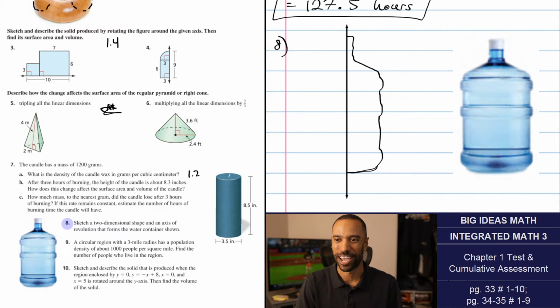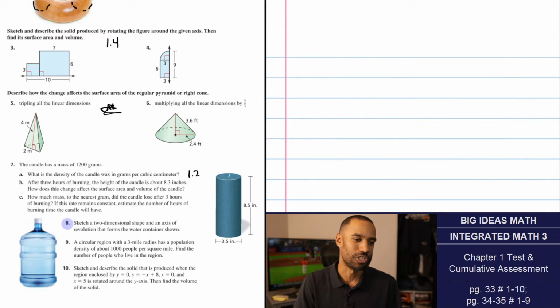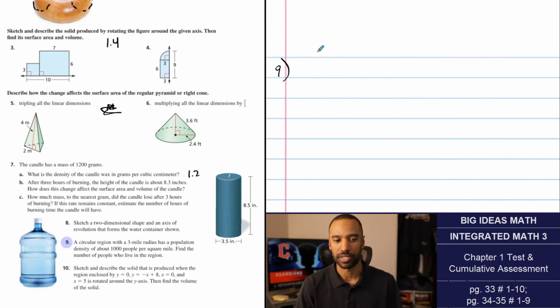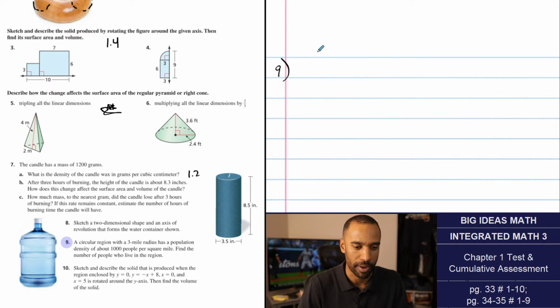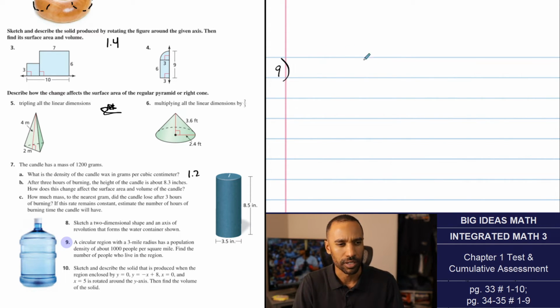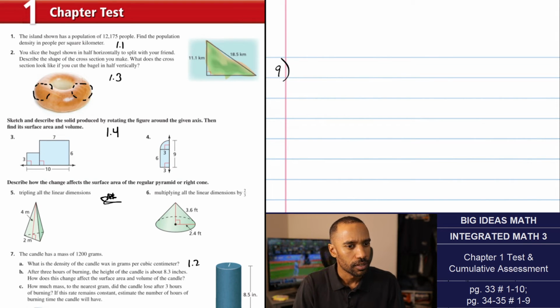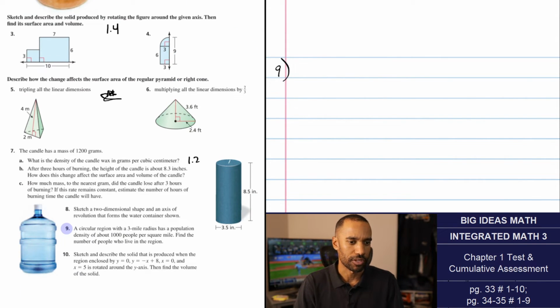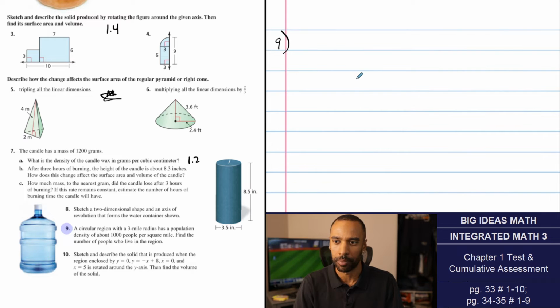Sorry about that. Number 9. Just do what you can there. But the axis, basically, it's a vertical axis there, and it revolves around that to make the water container. Number 9. A circular region with a 3-mile radius has a population density of about 1,000 people per square mile. Find the number of people who live in the region. Okay, this is our first one with the circular region. We had a couple on the review, I believe.